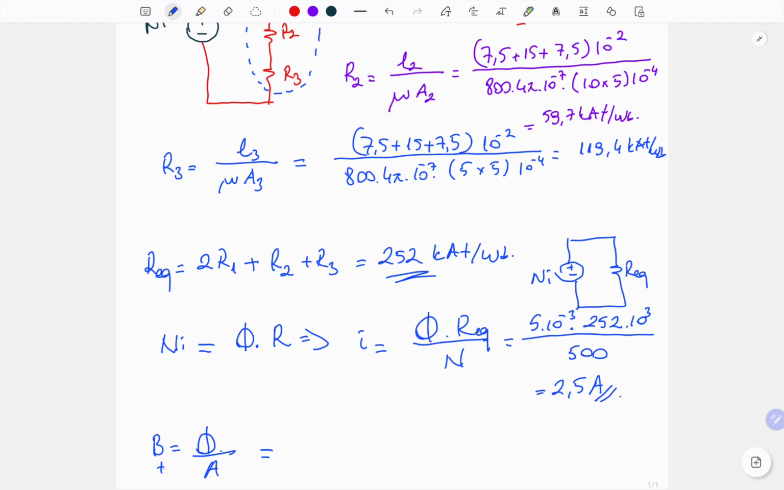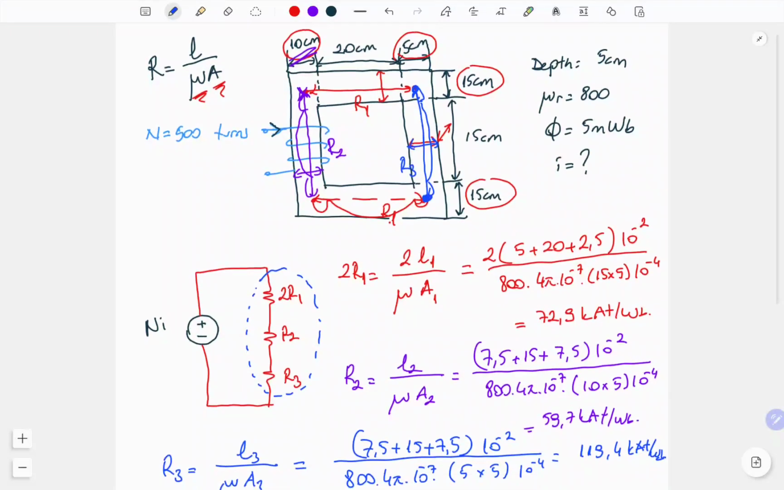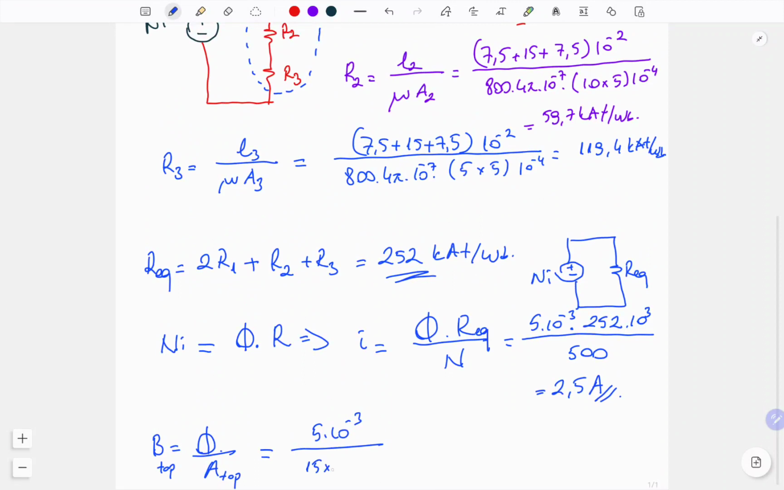So for example, for the top leg, if we calculate the magnetic flux density, the flux is 5 milliweber, and for the top leg, which we defined as R1, the cross-sectional area includes 15 centimeter width and 5 centimeter depth. So 15 times 5 must be converted to meters square, and from here you can find 0.67 Tesla. So each magnetic flux density can be calculated according to its specific cross-sectional area.